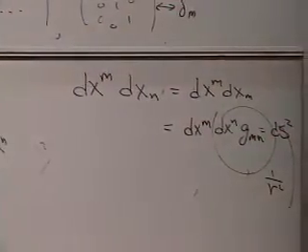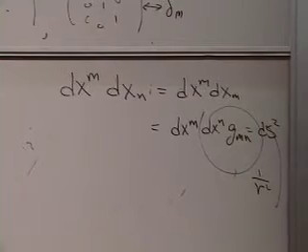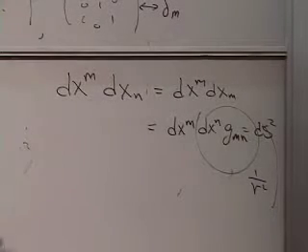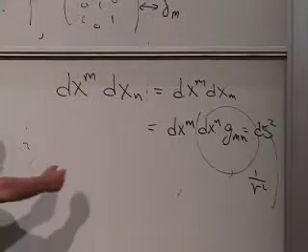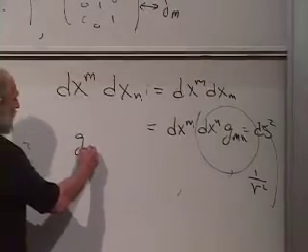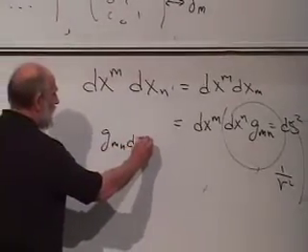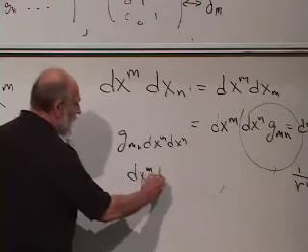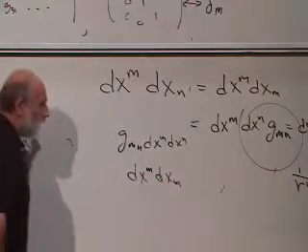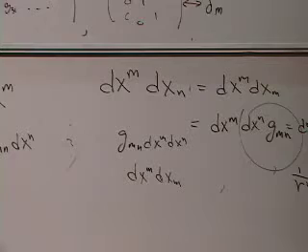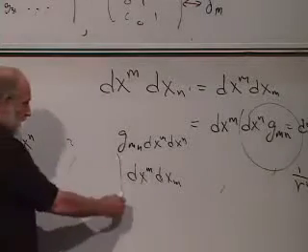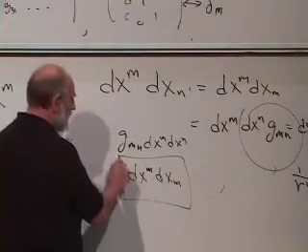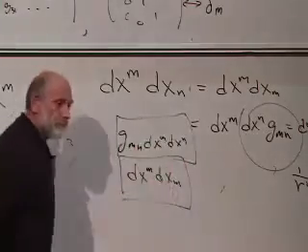So by using the metric tensor to lower the index, you can write the distance formula in two distinct ways. You can write it g_mn dx^m dx^n, or you can just write it dx^m dx_m, one lower and one upper. Same thing. This is a little more condensed. This is a little more explicit.